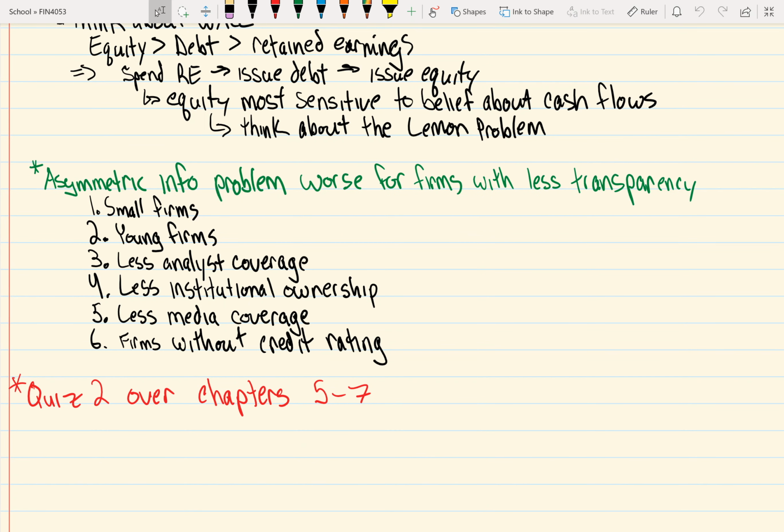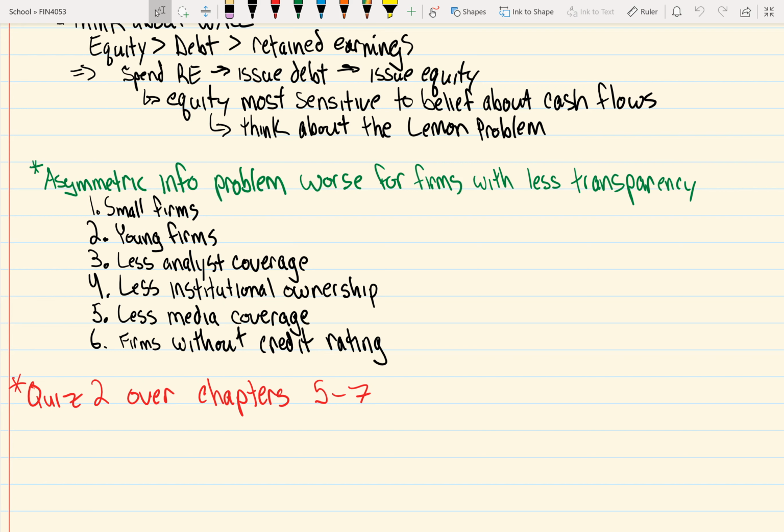And just to finish up quick, this asymmetric information is worse for firms with less transparency, of course. So there can obviously be differing amounts of asymmetric information. And just a couple of them here. This is not an exhaustive list, but a couple are like small firms. Obviously, there's going to be less news coverage and things surrounding that. And same thing with young firms. It's the same intuition there.